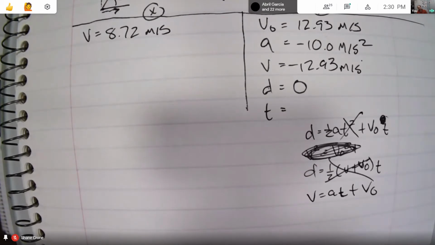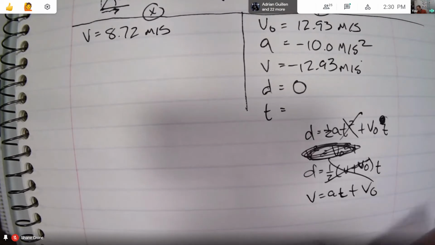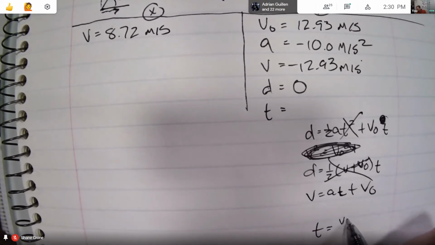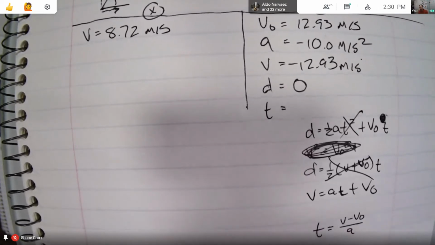This equation will work, but I would say it's not a very smart choice when you could have chosen this. That's so much easier of an equation. There's nothing squared. There's very little to do. So that's where I'm going to go with this. T is equal to V minus V naught over A.